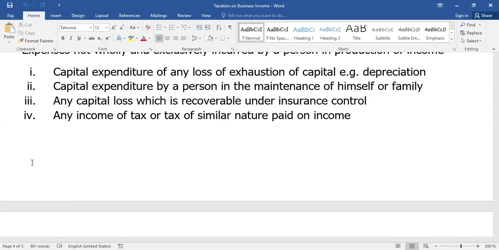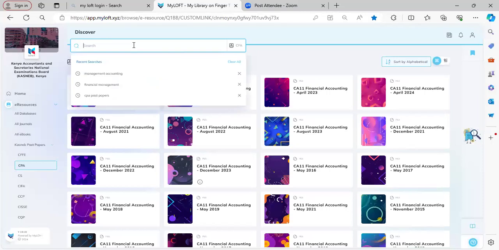Now, I would like you to check on the past paper. When you look at your past paper right now, you'll be able to realize that there is one question which I can introduce to you. For those who don't have the past paper, you can check on my Loft. My Loft, I said you can go to the Play Store and download it.